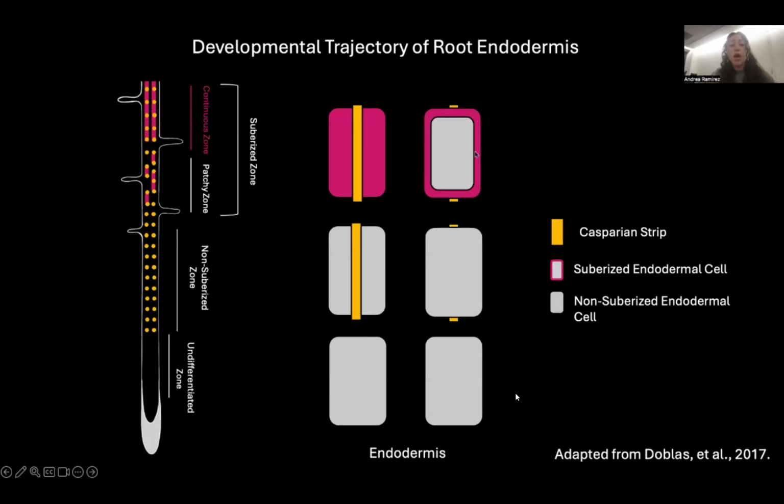Then towards more mature parts of the root, we start to see the development of the suberin lamellae. At first, this cell wall modification forms a little bit patchy, so you have a few suberized endodermal cells to begin with. And then when you get to more mature parts of the root, you have a more continuous zone. And this creates a coating around the endodermal cells. So Casparian strips and suberin lamellae are known to act as apoplastic barriers.